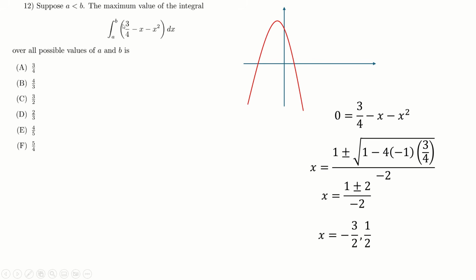To maximize the integral is the area. So to maximize the area across an integral, you're just going to want to integrate between the two roots. You don't want to go any further because then the integral will get negative areas and will lower the final answer with some cancelling. So you just want to integrate this between the half and -3 over 2. So you just do that.